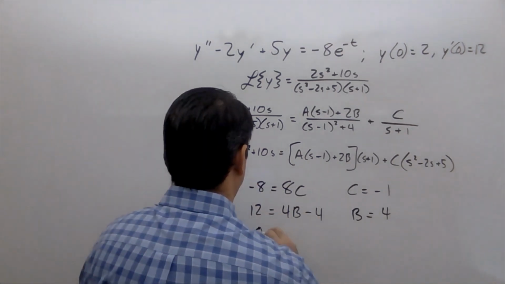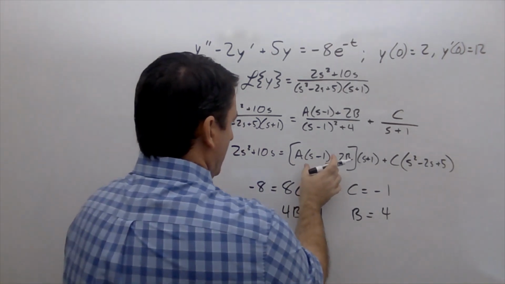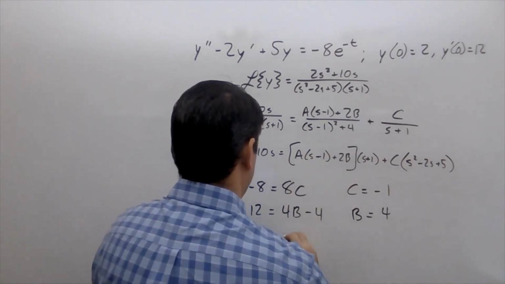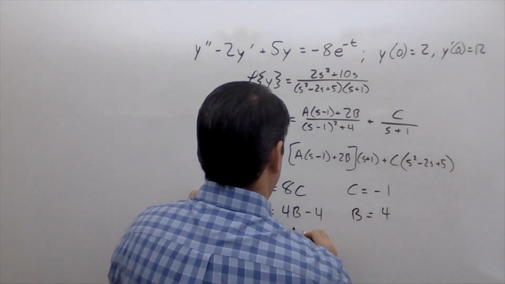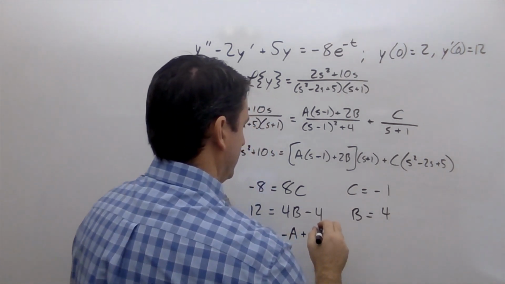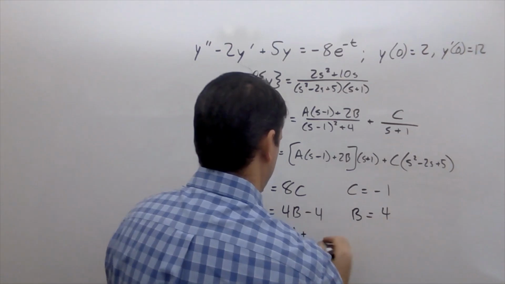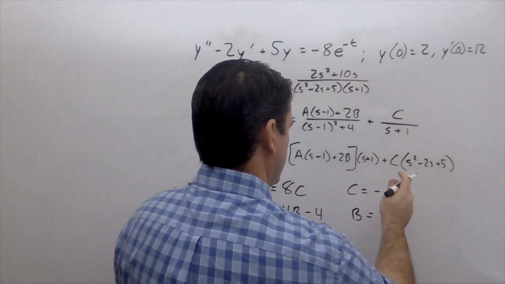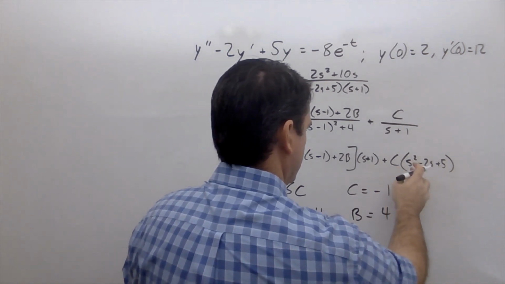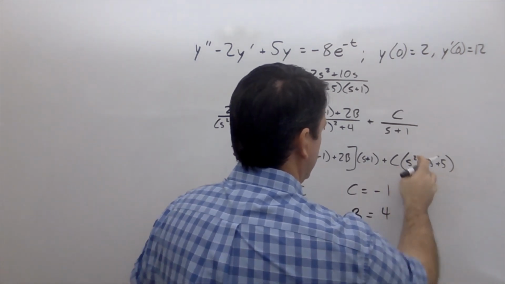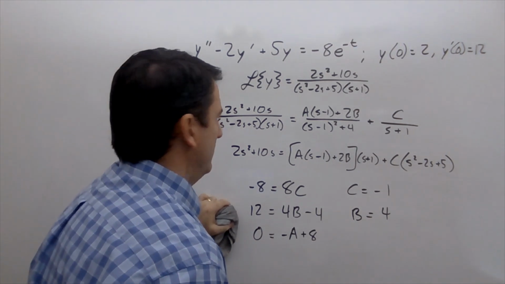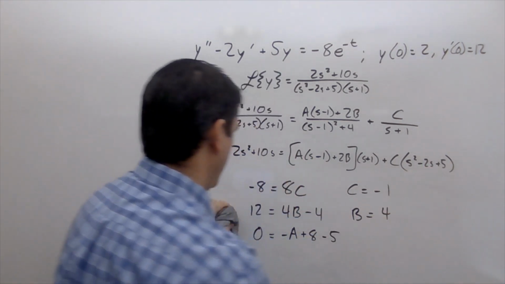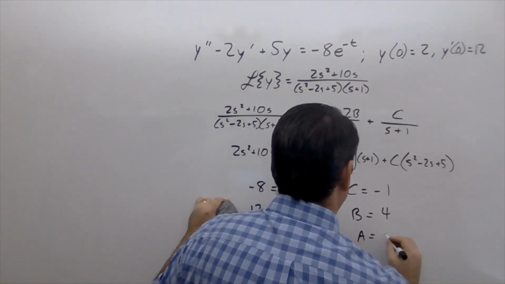All right, and then the last step we took was we plugged in 0 for s. So this became 0 is equal to, this becomes 1. So all of this is just -a plus 2b, which is 4, so 8, plus c times, let's see, 0 is going to be 5, so 5c, so this is -5. And so a is going to be equal to 3.